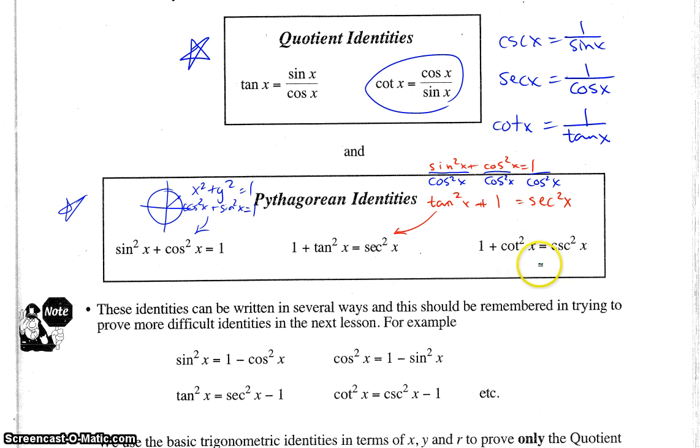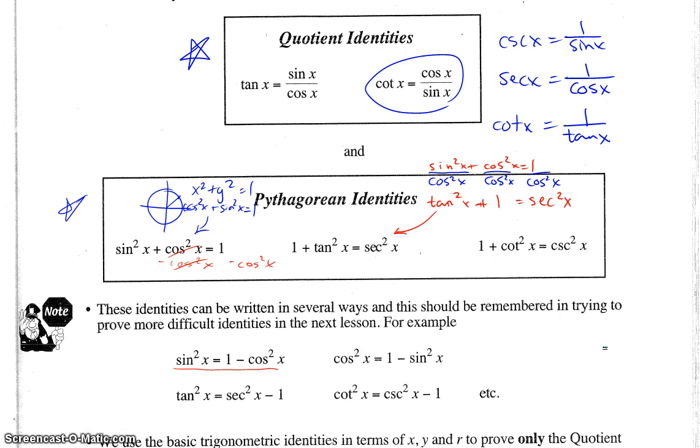And this final one, guess what you would divide by on each term? You divide by sine squared to get that one. Each of these identities can be rearranged. So if you wanted to use this one, but you needed more sine squared, you could subtract cos squared from both sides. And then you would get that sine squared equals 1 minus cos squared. So any of these can be manipulated based on what you need.